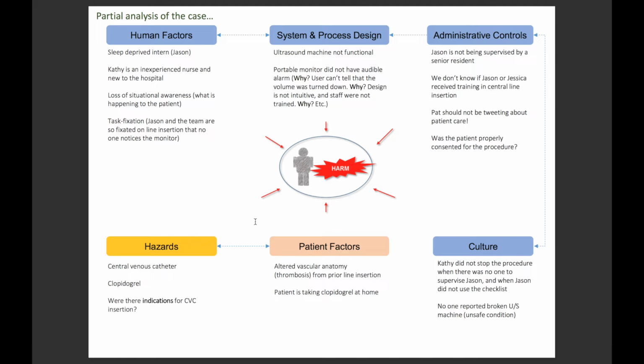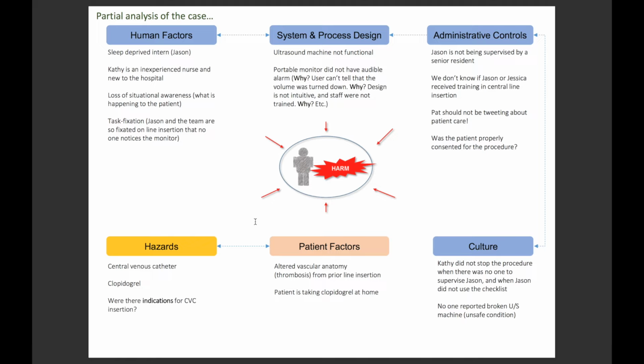System process design: the ultrasound machine wasn't working. The alarm wasn't audible, with the volume. To ask why, here's another key to root cause analysis, and it comes from Lean Toyota. Ask why 5 times. Why? So the ultrasound machine wasn't functional. Why wasn't it functional?